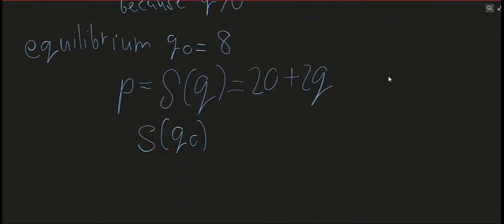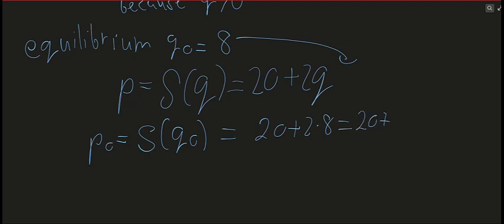So P sub 0 is going to be equal to S of Q sub 0, which means, plug back in, 8: 20 plus 2 times 8. What does that mean? 20 plus 2 times 8, which is 16. That gets us a 36. Okay, so we found the equilibrium point.